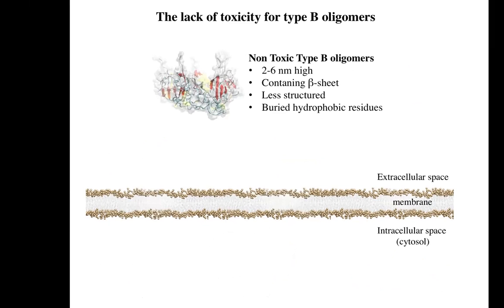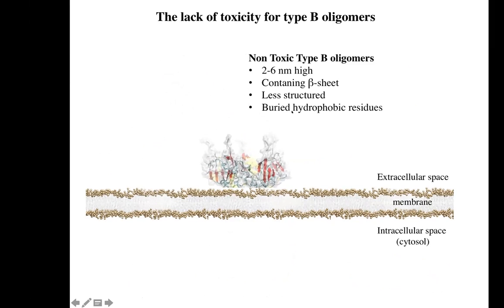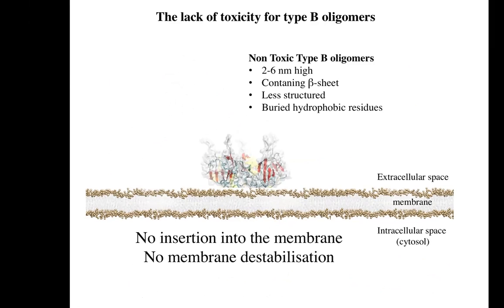By looking at the non-toxic type B oligomers, again, I summarize the main structural characteristics here. And we have an association with the membrane. Actually, we could find that they can also associate with the membrane, but we have no insertion into the membrane and no membrane destabilization. So these non-toxic type B oligomers are still able to interact with the membrane, but there is no possibility for them to associate intimately with the membrane, so to dig into the membrane and to cross the membrane.